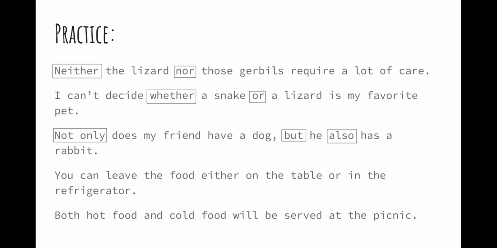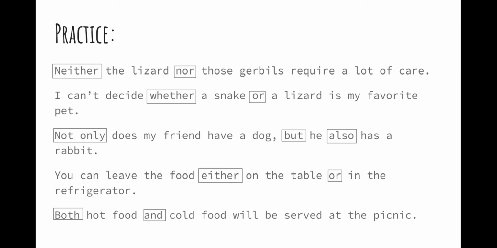All right. The fourth one: you can leave the food either on the table or in the refrigerator. So can you find those? Hopefully you said either and or. And our last one: both hot food and cold food will be served at the picnic. What do you say? Hopefully you said both and.